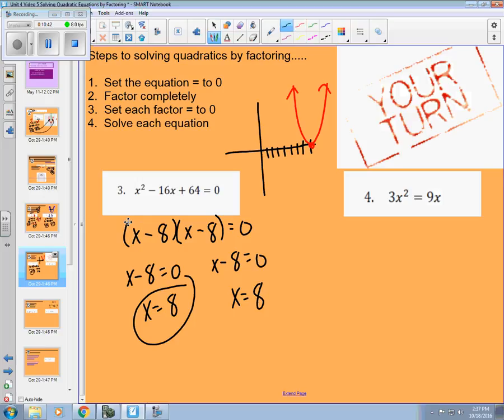All right, let's see how you did on the other one. This one's not equal to 0 yet. You got to make sure it's equal to 0. So first step on this one would have been to minus 9x.